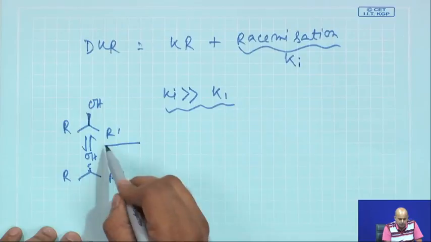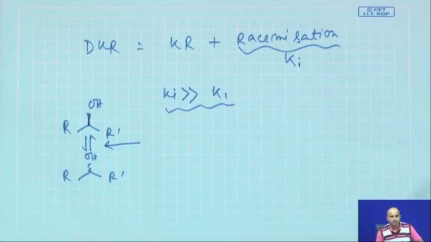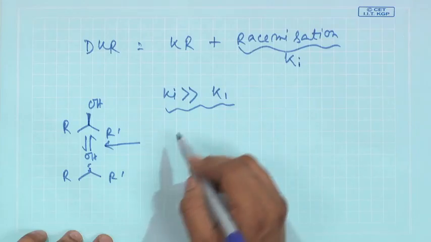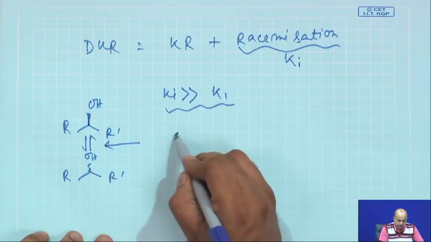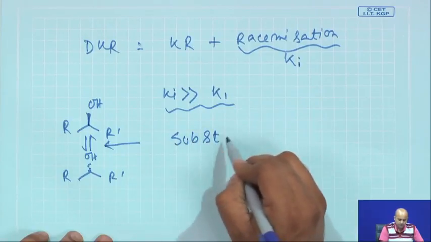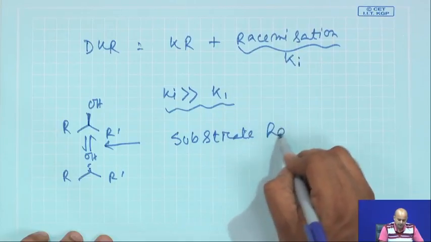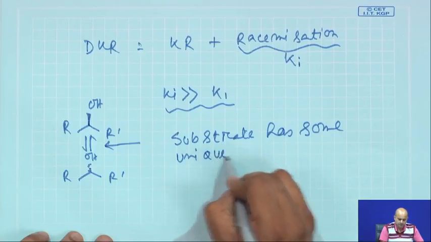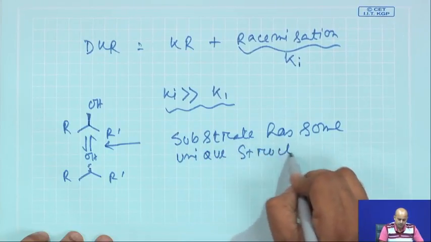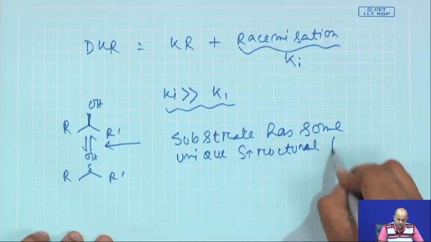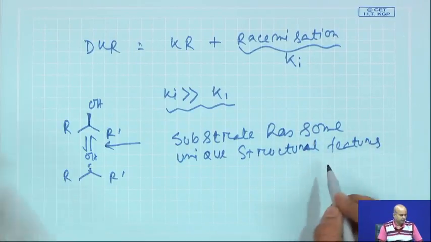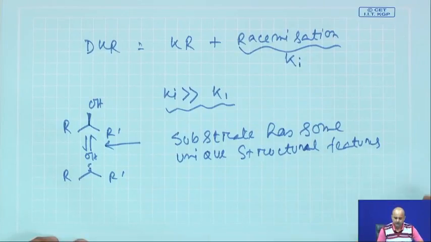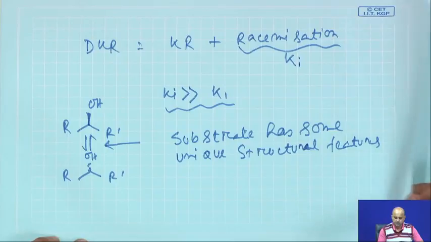Now, this dynamic equilibrium you can basically achieve chemically, enzymatically, or in different ways. It will be quite interesting if your substrate has some unique structural features, so that the substrate itself can undergo a very efficient DKR reaction. Now, I will show you only one example.